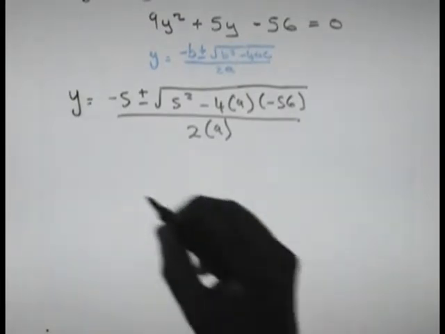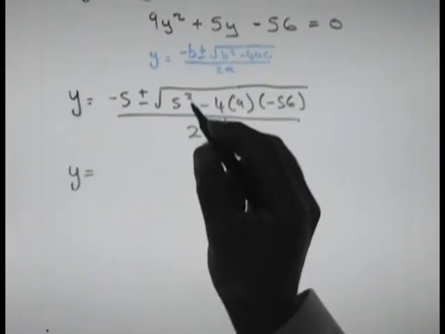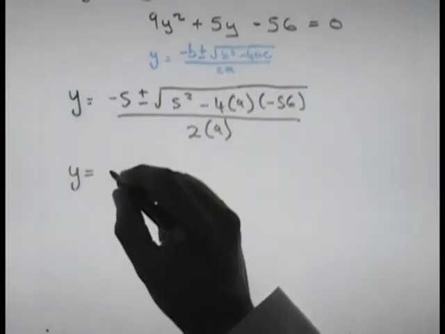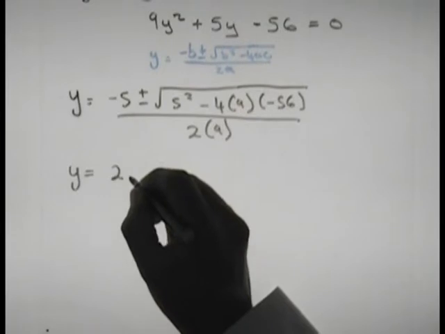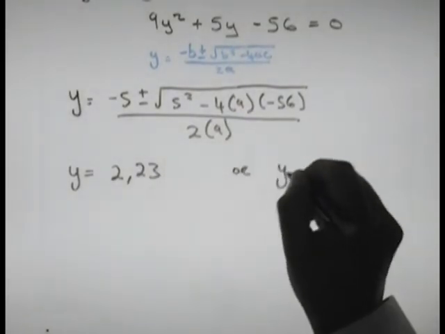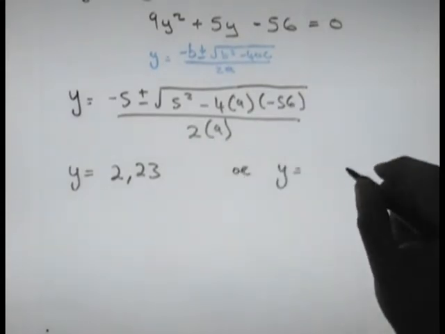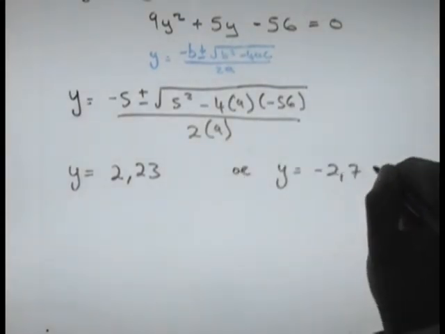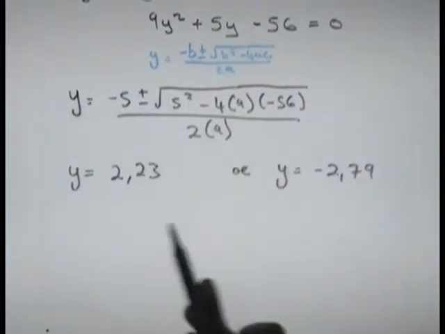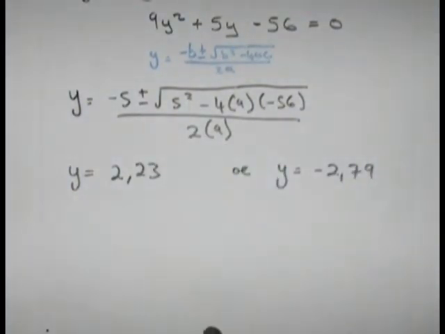The one possible answer I'm going to get is y is equal to minus 5 plus square root of that over 18, which is going to give me 2.23, and my other option is y is going to equal negative 2.79. All you've got to do is plug this into the calculator and look at the answer that it gives you.